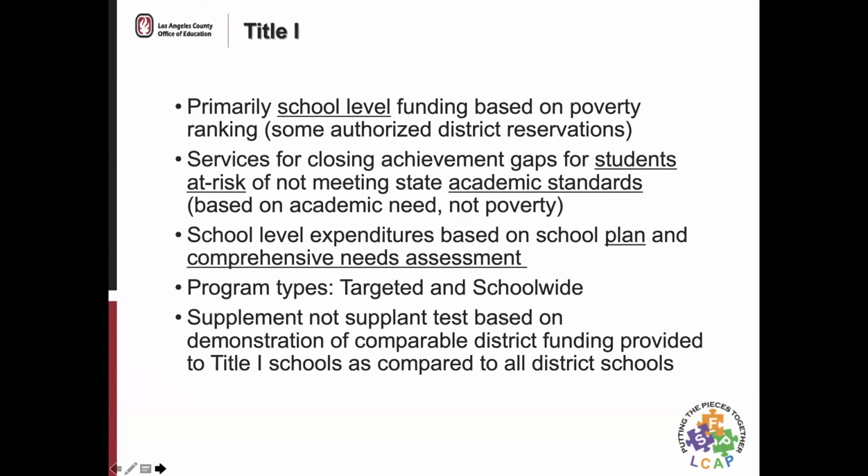So Title I, as we said, is primarily school level funding based on poverty. Districts are required to rank their schools, and funds are allocated to schools based on poverty. There are some authorized district reservations, so districts can reserve funds for activities, but only at Title I schools. Services are about closing achievement gaps, for students not meeting academic standards or at risk of not meeting them. It's based on a school plan and a comprehensive needs assessment.